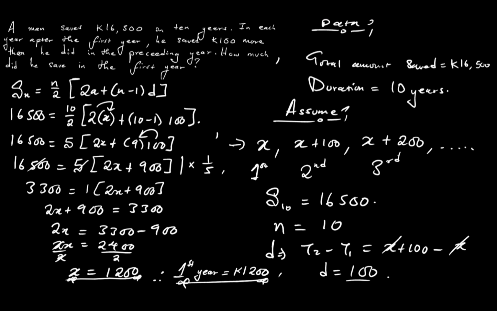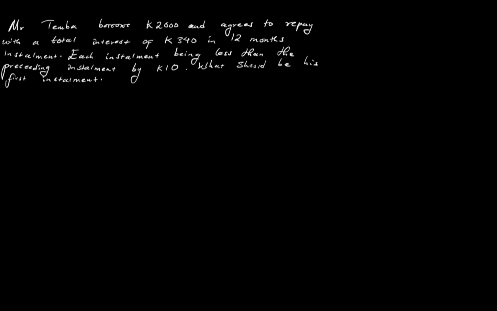All right, so let's try to understand the next question. So the next question says that Mr. Ntemba borrows 2,000. And then this person agrees to repay with a total interest of about 340 kwacha in 12 months installments. So each installment being less than the preceding installment by 10 kwacha. Now what should be his first installment? All right, let's also analyze this question.